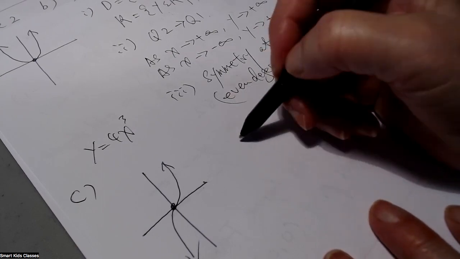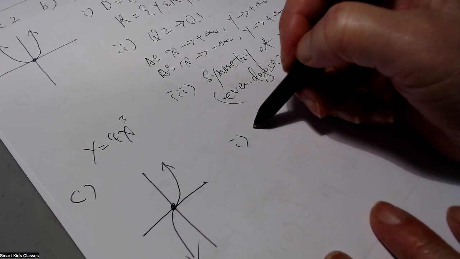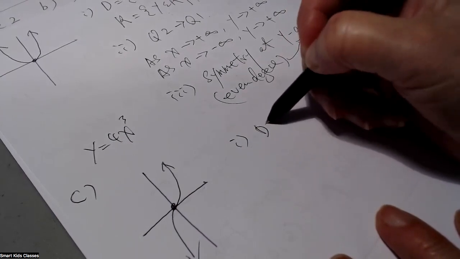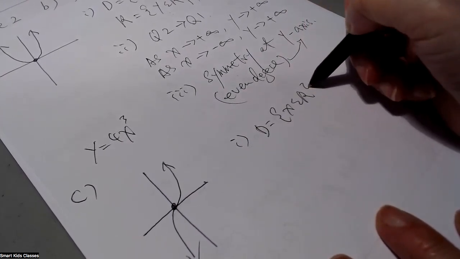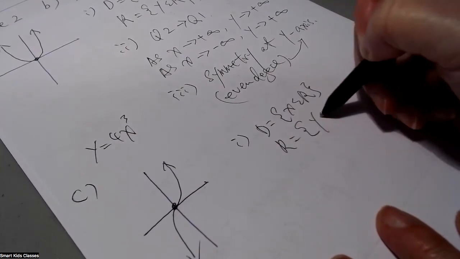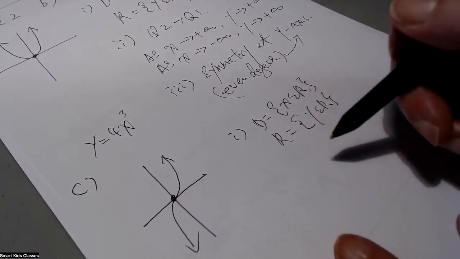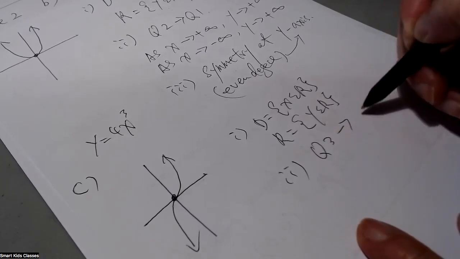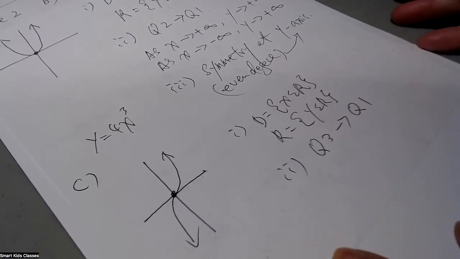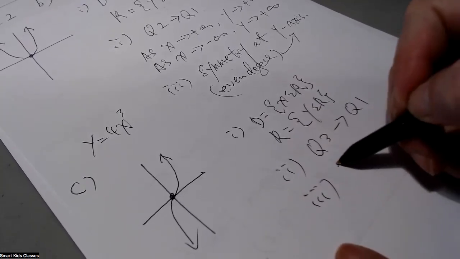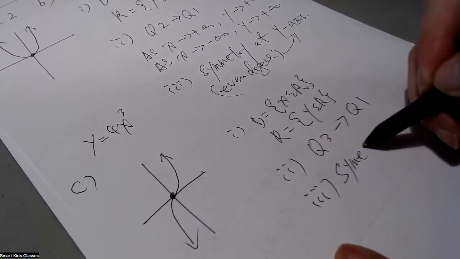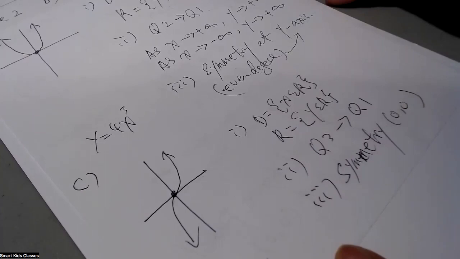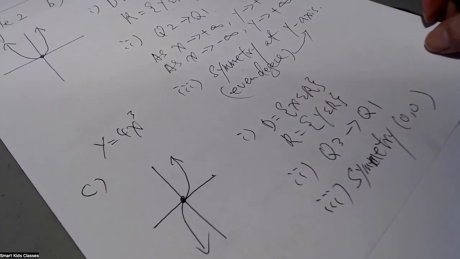So you're going to write the domain. I already explained that to you, so I think you already know, so I'll write it quickly. Odd degree, again, no restriction. And then from Q3 to Q1. And then symmetry at the origin. So that's how you explain it. So we finished example 2.